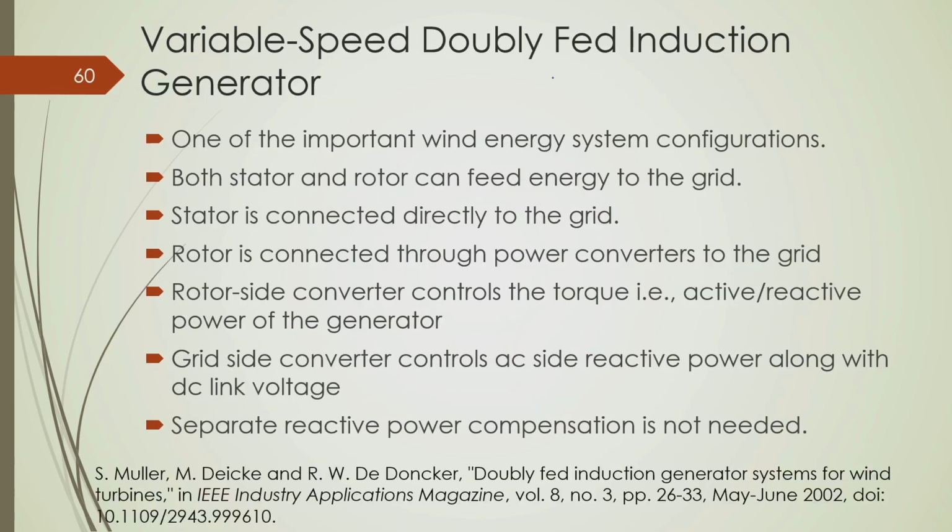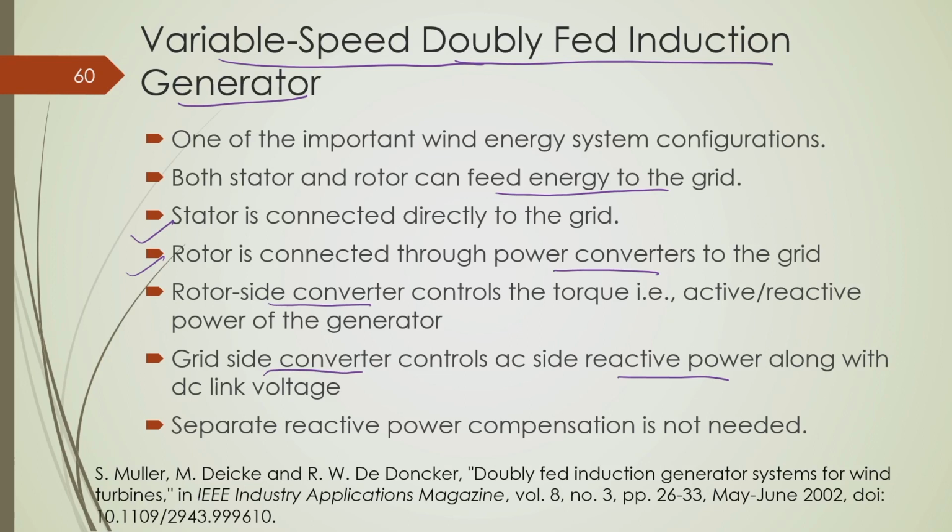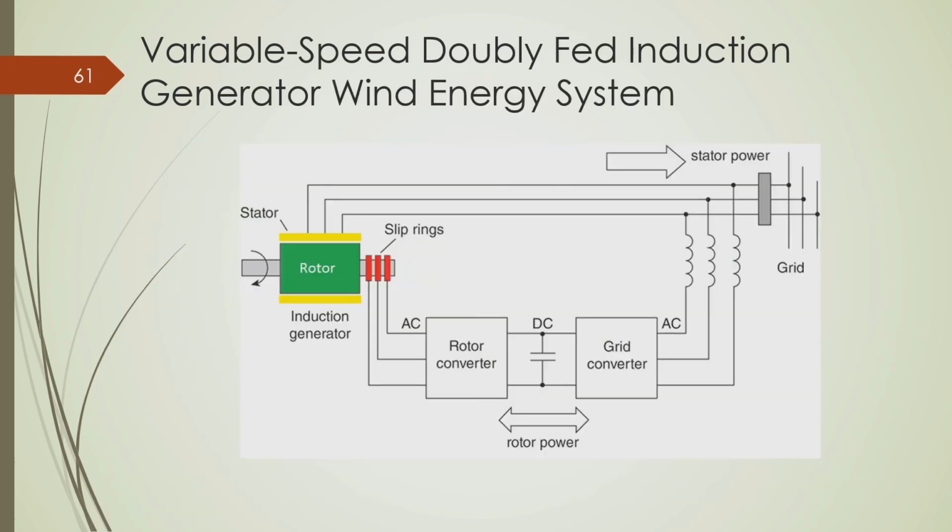Okay. So, presently we have the doubly fed induction generator, a variable speed doubly fed induction generator, which is more efficient and which is mostly used in wind energy conversion systems. They have a stator and rotor, both can feed energy to the grid. The stator is connected directly to the grid and the rotor is connected to some power converters. Okay. So, here we have a rotor side converter to control the torque and a grid side converter to control the reactive power along with the DC link voltage. Okay. So, the schematic of this is shown over here.